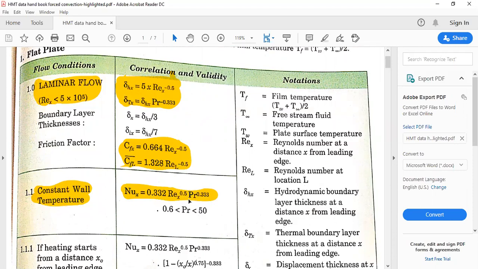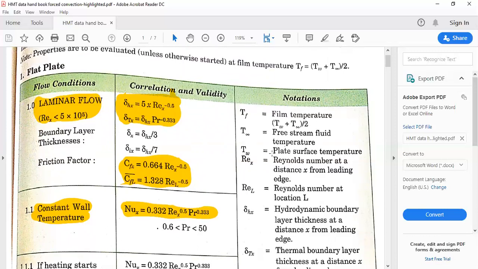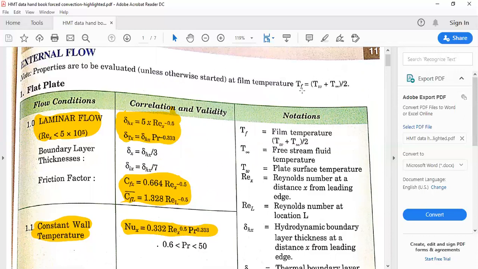This Pr is nothing but the Prandtl number, and if its value lies between 0.6 and 50, then use this equation. Normally your Prandtl number value always lies within this range. If you want to know how to get this Prandtl number, then you have to go to T_f, that means the film temperature, which is equal to the wall temperature plus the air temperature divided by 2. Get the average of this temperature and go to the heat transfer data handbook in the initial sheet where the properties of air are given, and you can get the properties of air at different temperatures.